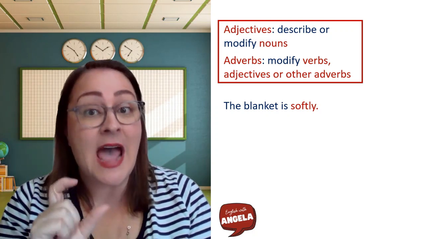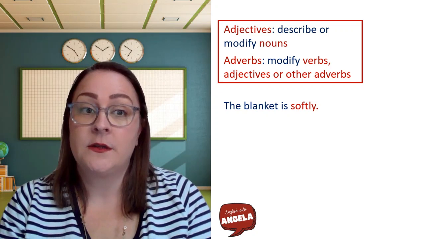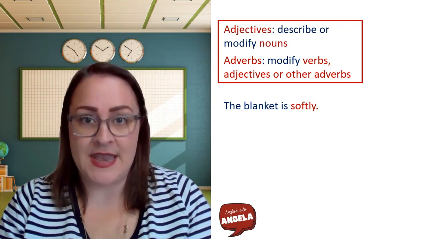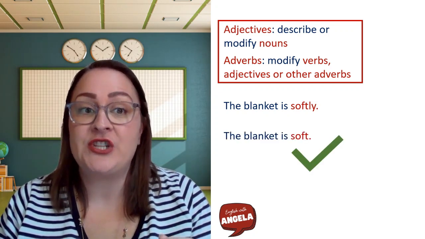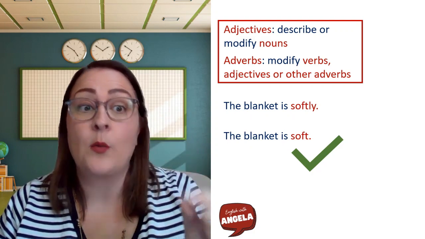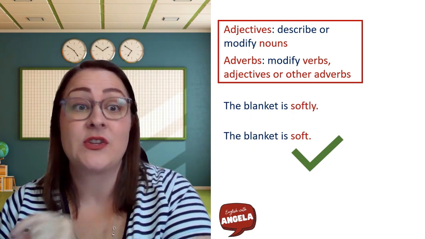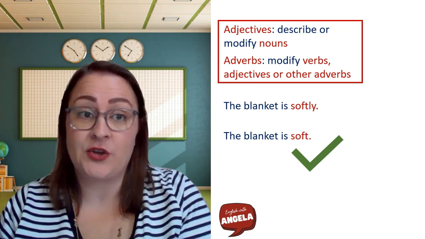Am I saying the noun is soft? I'm describing the noun, okay? So I need to change it because we don't use adjectives with ly. We're saying the blanket is soft. That is a good sentence.